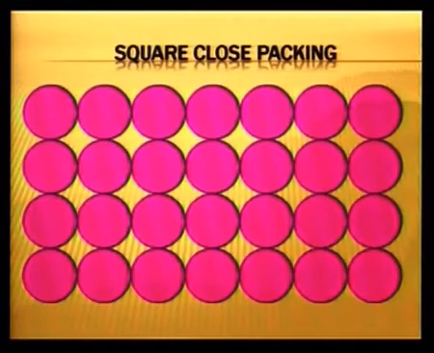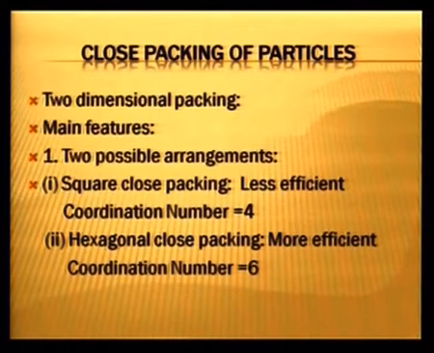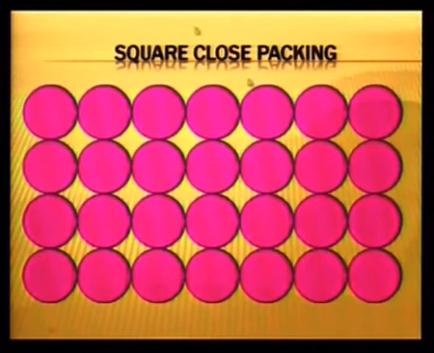You can see the same arrangement which we obtained through balls shown here in the drawing. All the particles in each row are aligned with the second row, and if we join the centers of particles, we can get a square. So, therefore, the name is called square close packing. Now, in square close packing, the efficiency is low and the coordination number is 4. You can see that each particle in the entire arrangement is surrounded by 4.